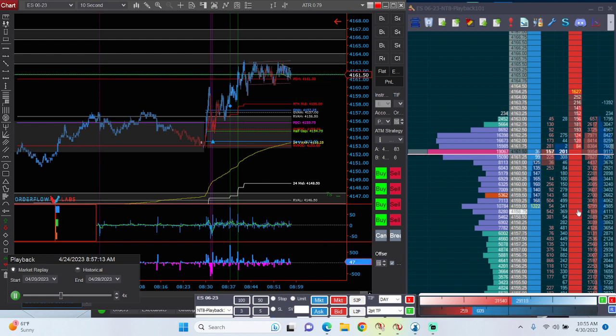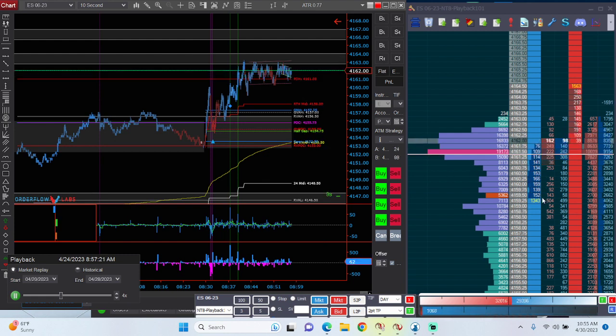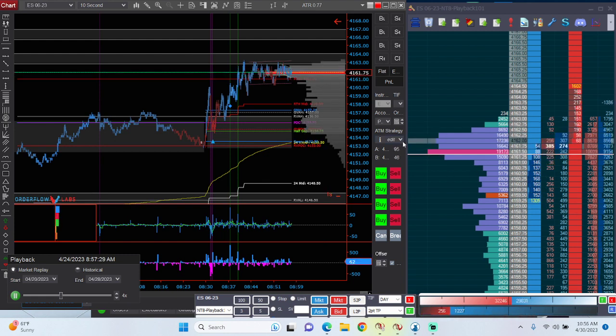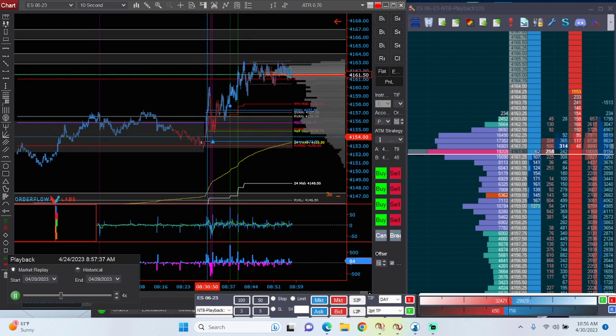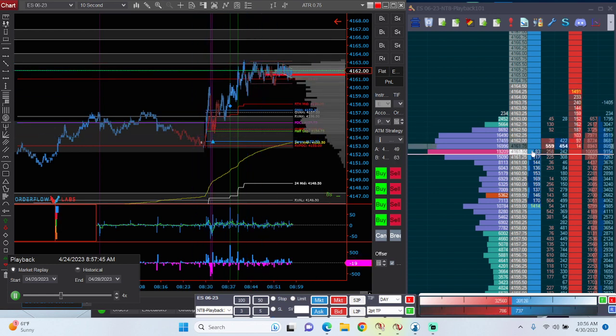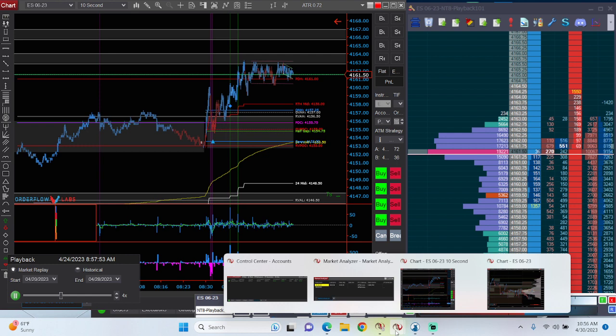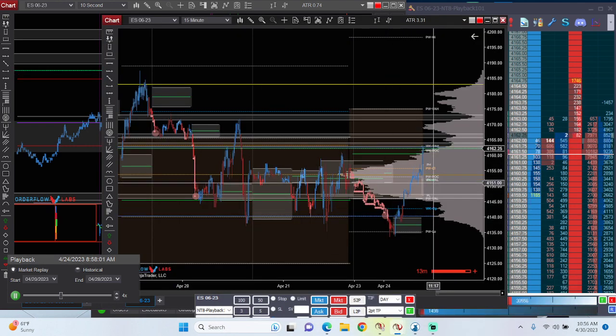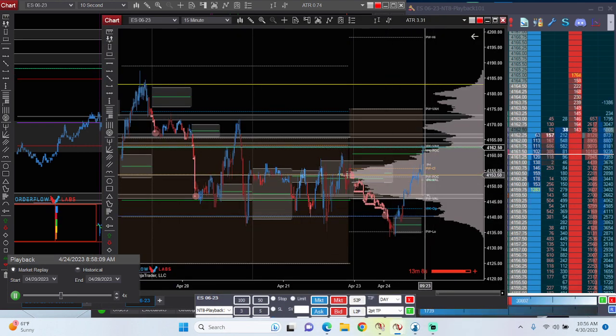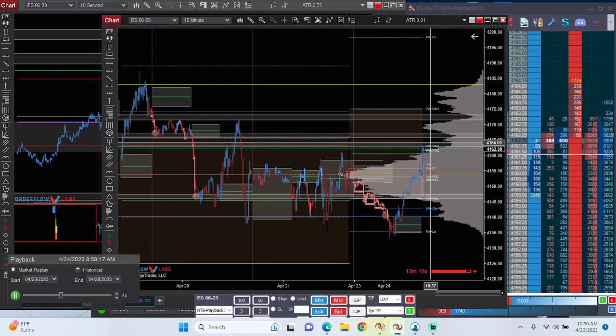3 minutes till the top of the hour. Potential news there. Just being aware of the period change. Point of control, we're transacting at it. Previous week point of control, we are about 10 points higher. Still trying to digest into that low volume area.